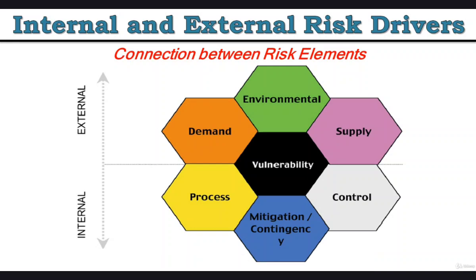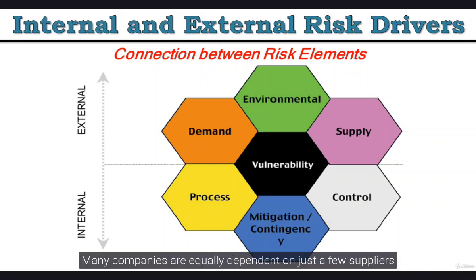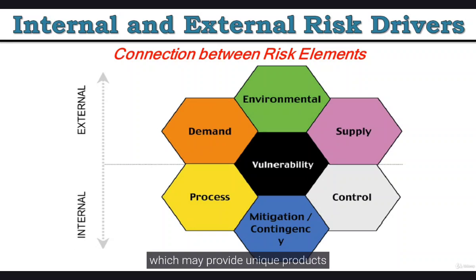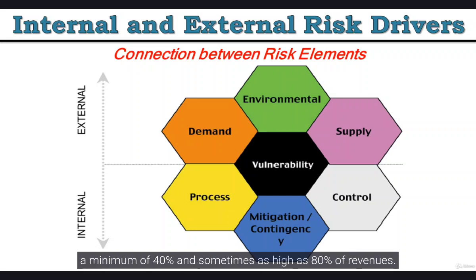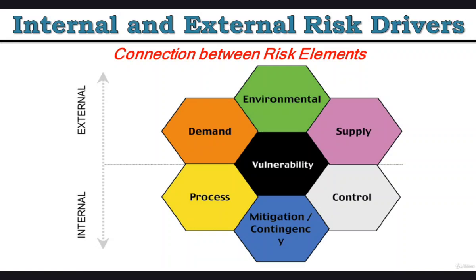Supply risks. Many companies are equally dependent on just a few suppliers, which may provide unique products via specialist tooling or technology, or which may be simply very large in their trading relationships. Typically, companies buy in goods that represent a minimum of 40% and sometimes as high as 80% of revenues, so disruption to supply would threaten business continuity.